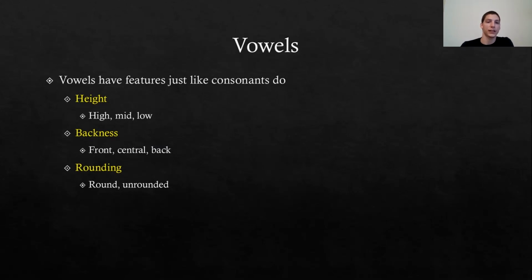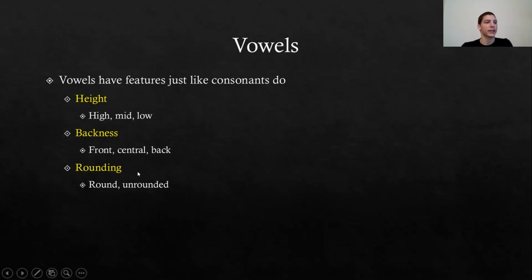And the features that determine what vowels sound like are height, backness, and rounding, where these two features, height and backness, refer to the position of the tongue, right? Is your tongue up or down, and is your tongue forward or backward? And so the different features you can have for vowel height are high, mid, and low, and the different features for backness are front, central, and back. And that tells you where your tongue should be positioned in your mouth when you make a vowel.